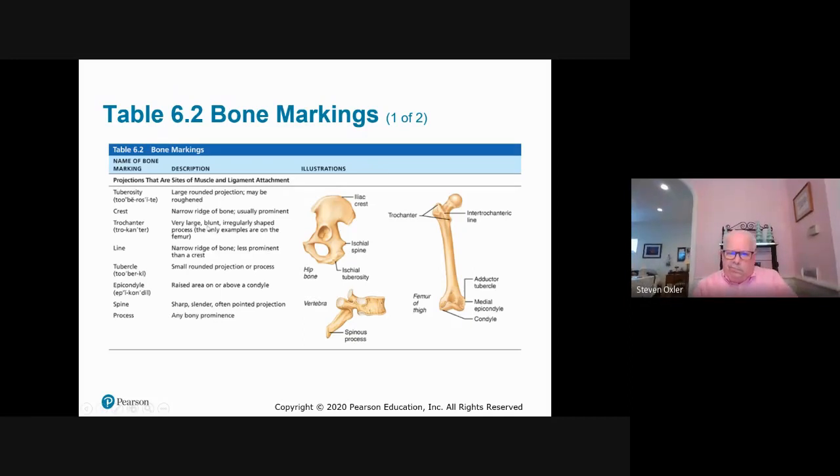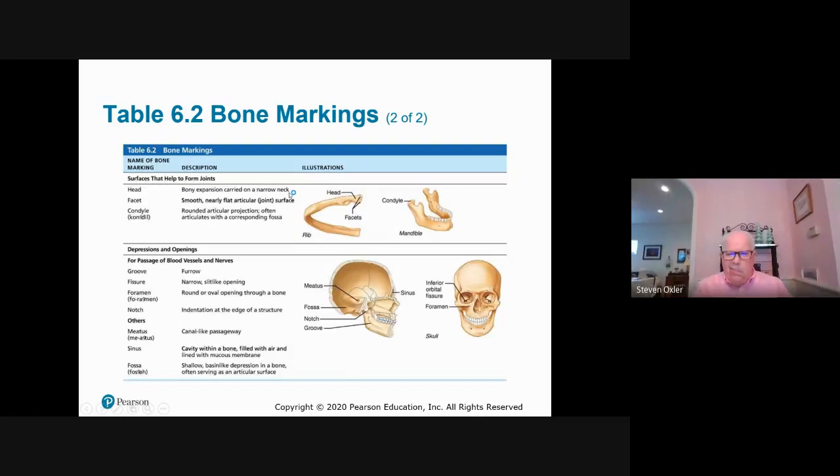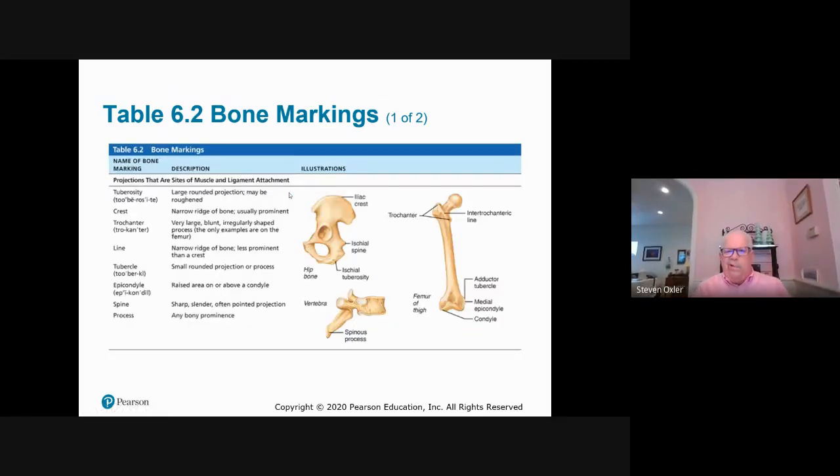So, I want you to know what a tuberosity is. A tuberosity is a large, rounded projection. Right now, if you're sitting, you're sitting on the ischial tuberosity. Here it is. That's what you're sitting on. You're sitting on your ischial tuberosity.